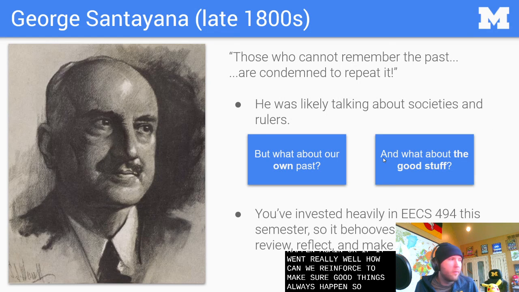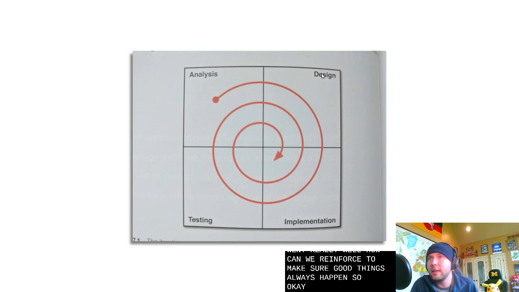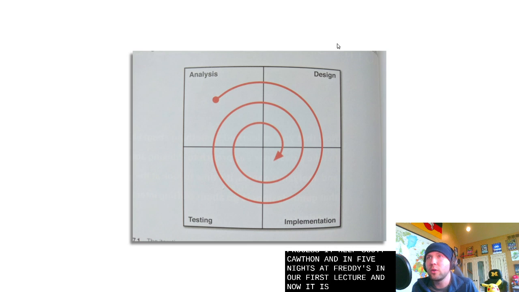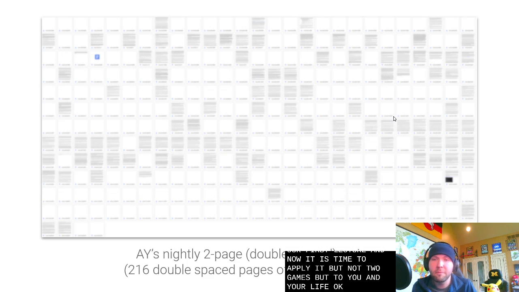So, okay, this is a part of the iterative process, right? We're back here at the very first day of class. The iterative process helped Scott Cawthon and Five Nights at Freddy's in our first lecture. And now it is time to apply it, but not to games, but to you and your life, okay?